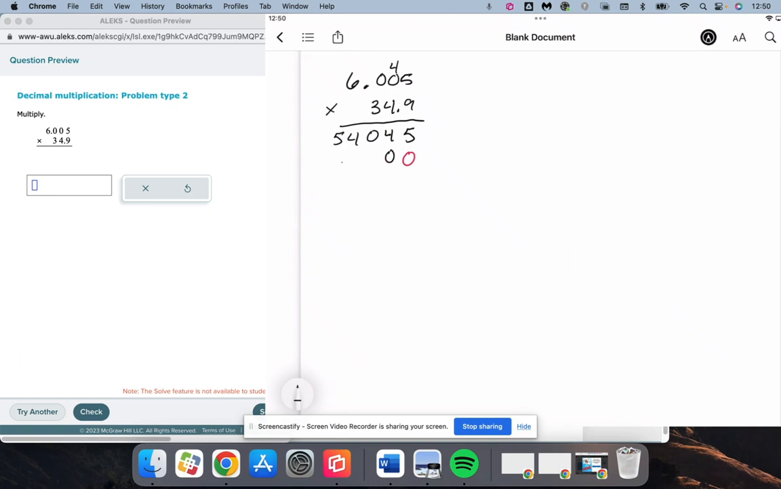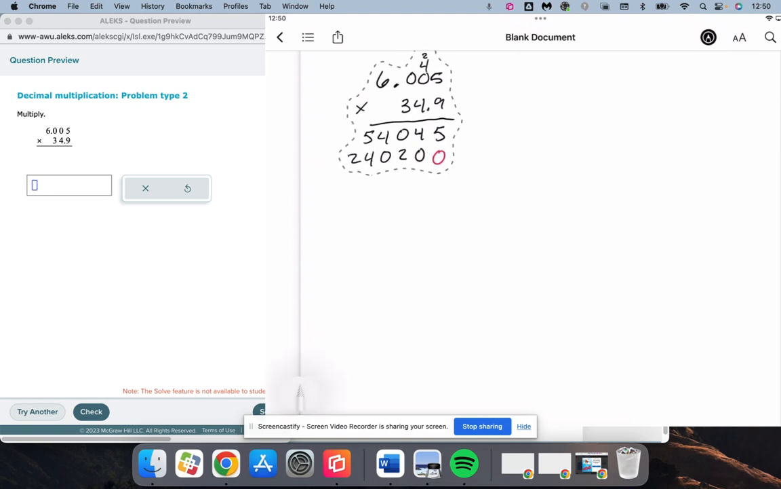4 times 5 is 20, carry the 2. 4 times 0 is 0, plus 2 is 2. 4 times 0 is 0. 4 times 6 is 24. You can already tell I'm going to have to move this whole problem to the side because it's too big. Okay. Alright, we need 2 decimal places now because we are in what would be the hundreds place with our multiplication.